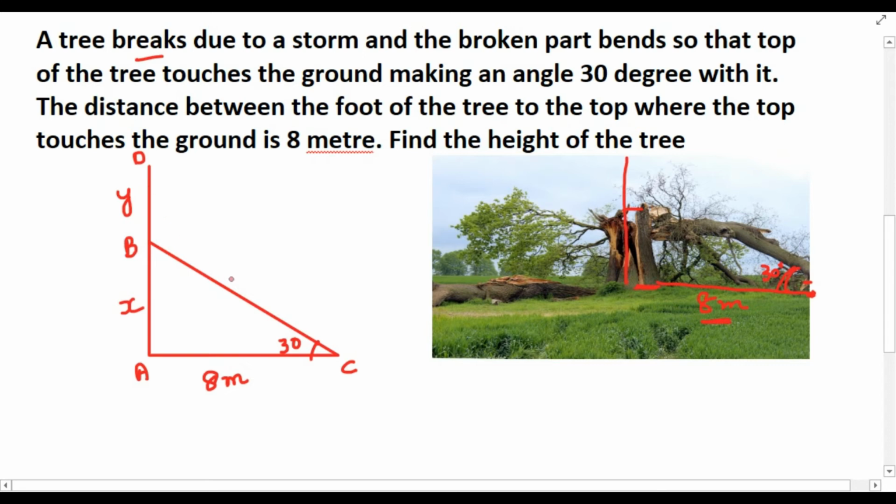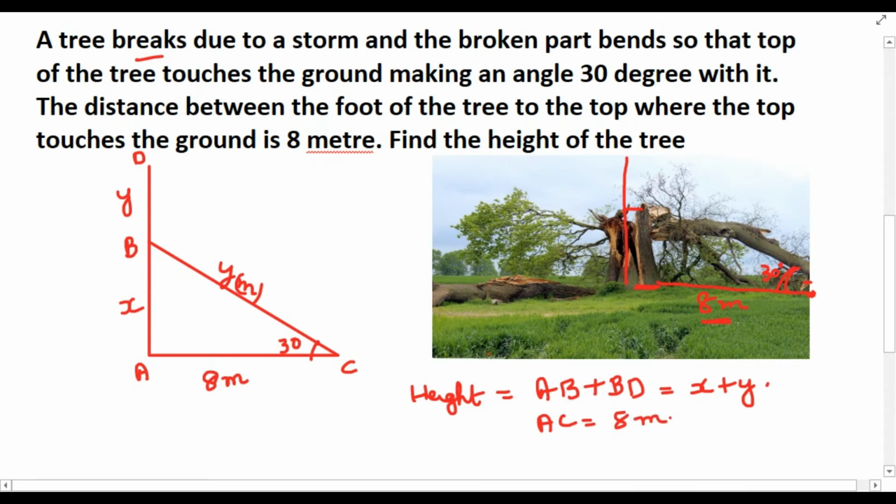So the same length will be BC. BD and BC will be same, so this will be y meter, because the part which has broken, this BD, is same as this BC. So we have height of the tree as AB plus BD, which is equal to x plus y, and the distance AC is equal to 8 meter, and we need to find both x and y, then only we will get the height of the tree.